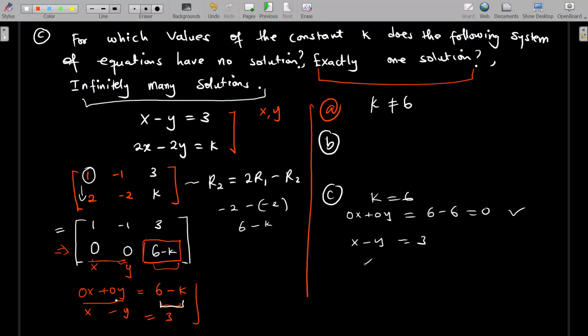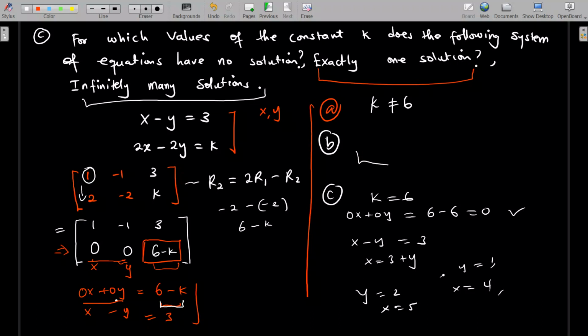And that means x is equal to 3 plus y. And like we did for the first two problems, y is a free variable. So I'm going to choose any value at all for y, and that is going to give me infinitely many solutions. So y can be 1, and I'm going to get x to be equal to 4. y can be 2, and I'm going to get x to be equal to 5. And all these are going to give me correct solutions, or infinitely many solutions.